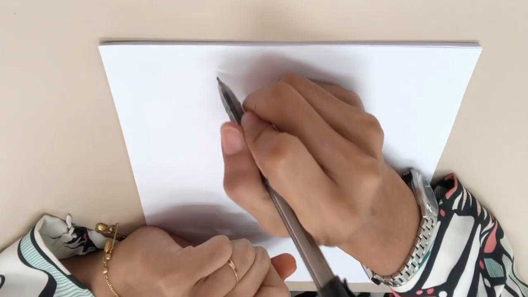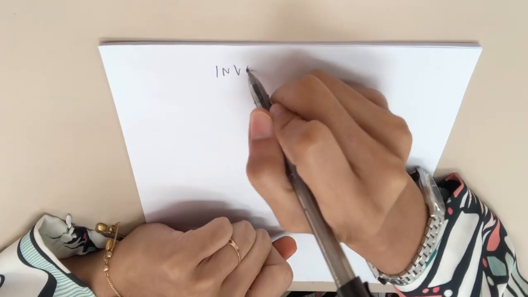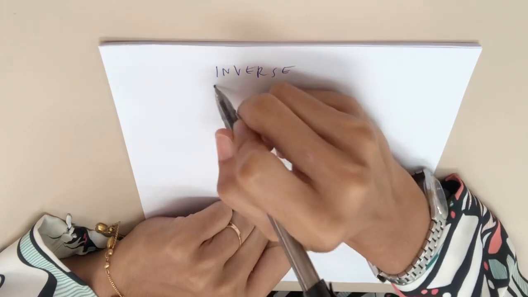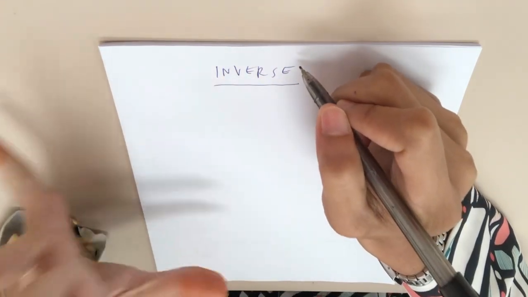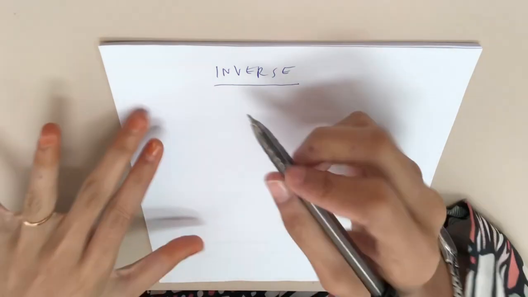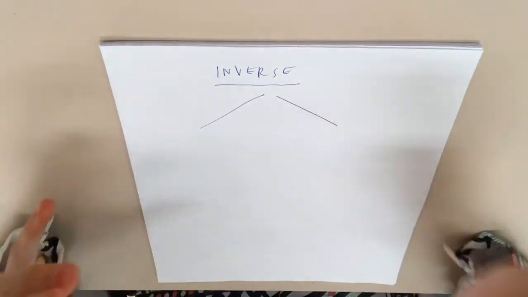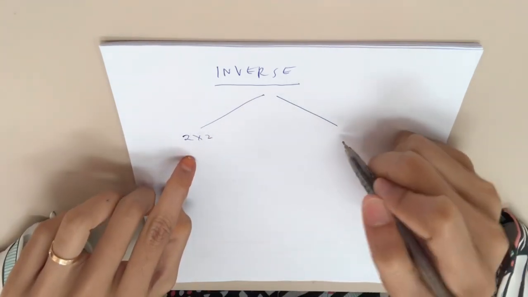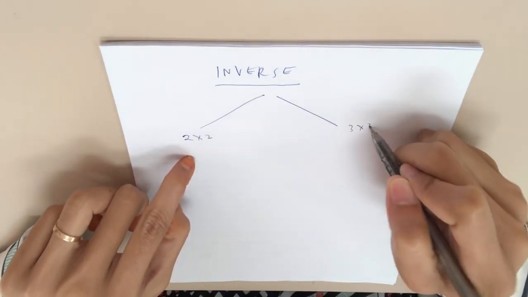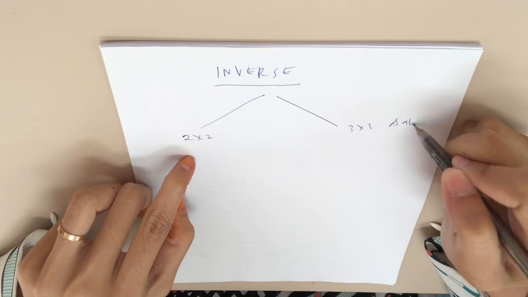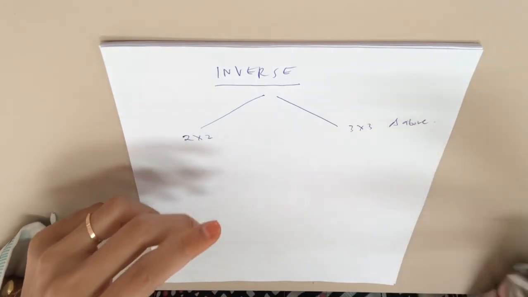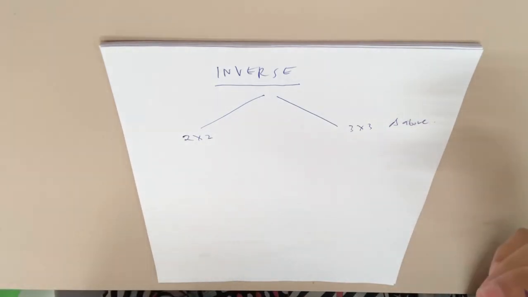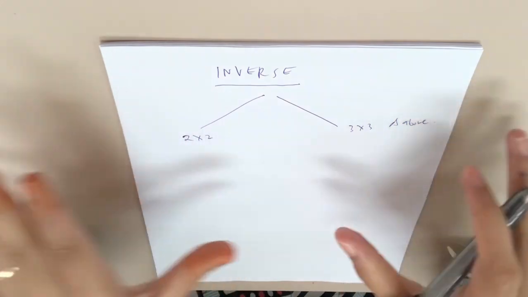So in this video, I will explain how to find the inverse of a matrix. There are two approaches for two different sizes. The first one is for 2 by 2 size, and the other is for 3 by 3 and above. 3 by 3 and above means 4 by 4, 5 by 5, and so on. So, two different ways.